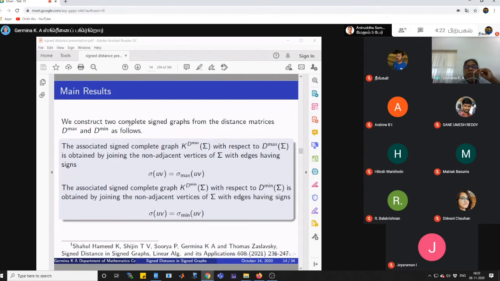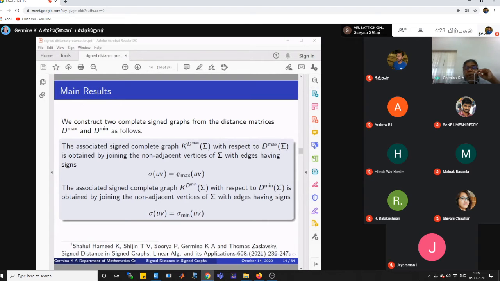So we construct two complete signed graphs from the distance matrices D max and D min as follows. We need this construction to characterize balance in terms of this signed distance in signed graphs. We call it the associated signed complete graph, and we denote it by K_D max of sigma. This associated complete graph, with respect to D max of sigma, is obtained by joining the non-adjacent vertices of sigma with edges having the sign sigma of uv equal to sigma max of uv. Hope you understand.